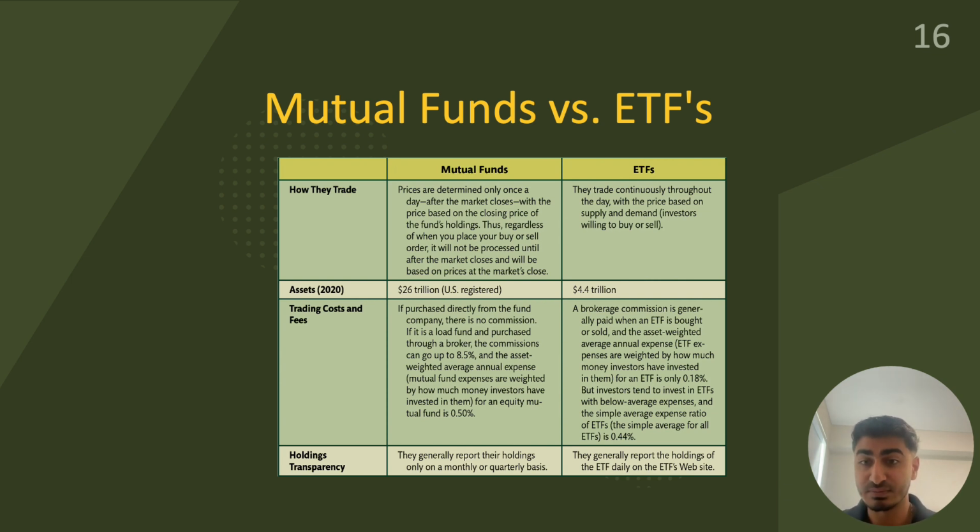Looking at market size, mutual funds hold 26 trillion in US registered assets compared to ETFs' 4.4 trillion as of 2020. On costs, mutual funds can be commission free if bought directly, but may charge up to 8.5% through brokers, with a 0.5% annual expense ratio. ETFs typically have lower cost, averaging just 0.18% in annual expenses.